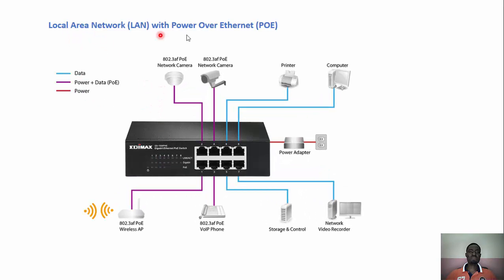Quickly, let's look at another device which is still a switch but with an extra functionality. Okay, so the local area network with power over Ethernet, which is PoE. So we can just simply say LAN with PoE. Now this switch has the ability to power devices by itself without those devices being connected to a power source. For instance, this is a network camera, this is another network camera. These cameras do not need to be connected to an external source of power. Why? Because the switch gives it data, also gives it power plus data, which is PoE.